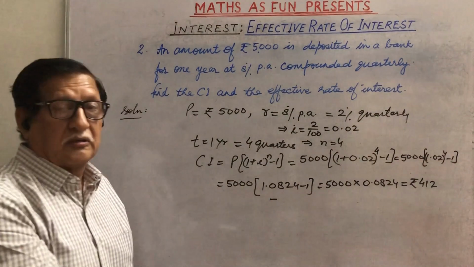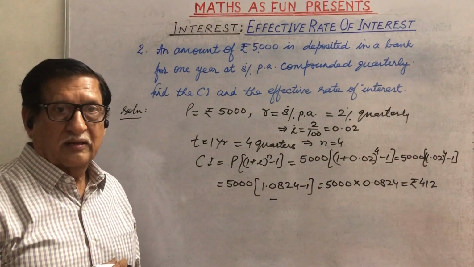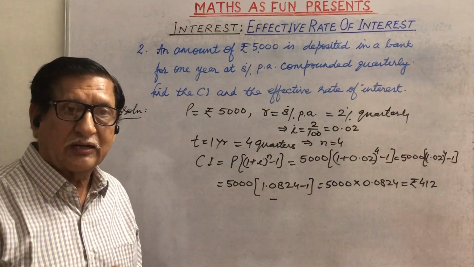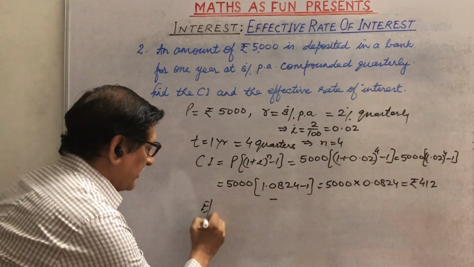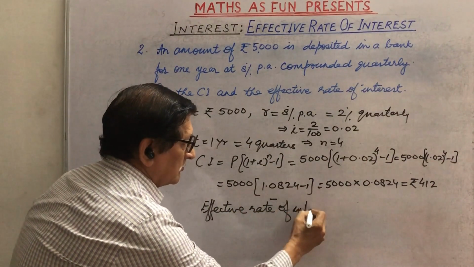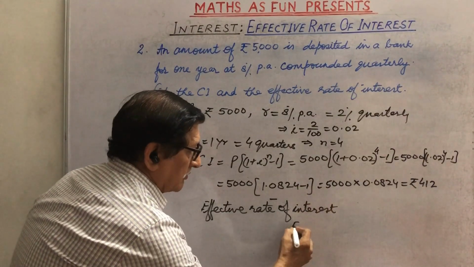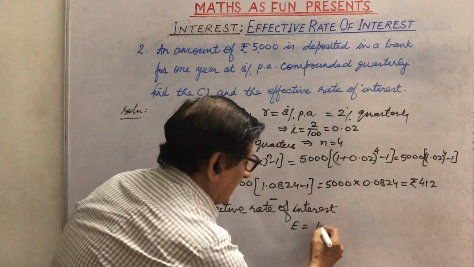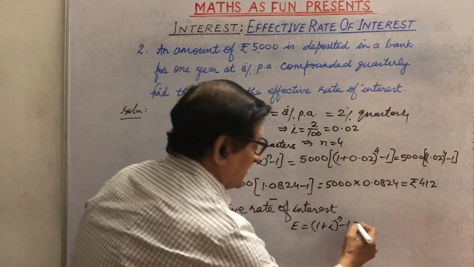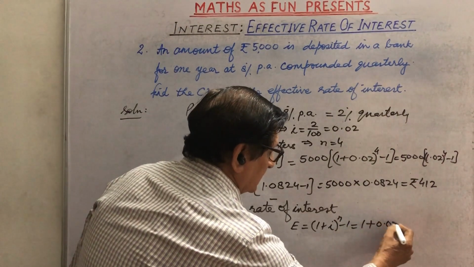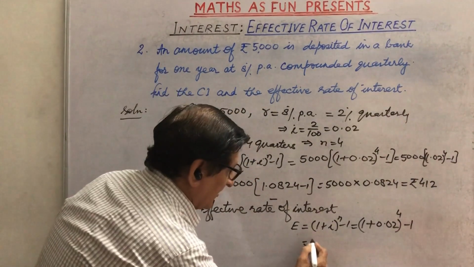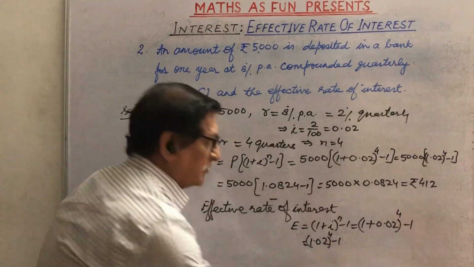Now we want the effective rate of interest. Earlier we used this particular compound interest to calculate. Now suppose we want to apply the direct formula. We can write here the effective rate of interest E is given as (1 plus I) power n minus 1. I is 0.02, it comes as (1 plus 0.02), n is 4, minus 1. This is 1.02 power 4 minus 1.